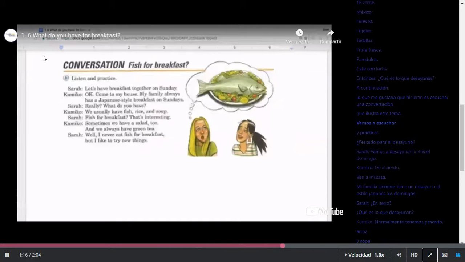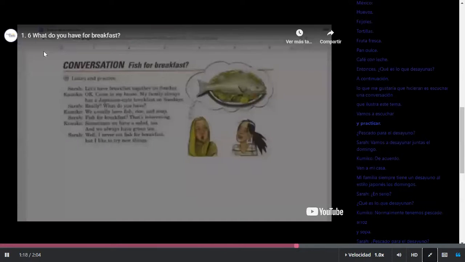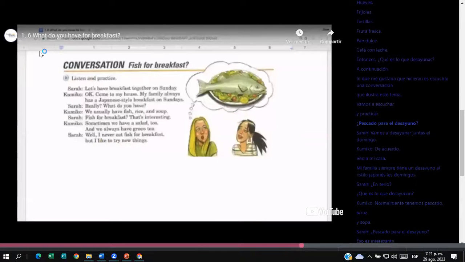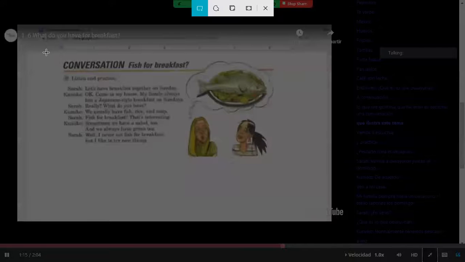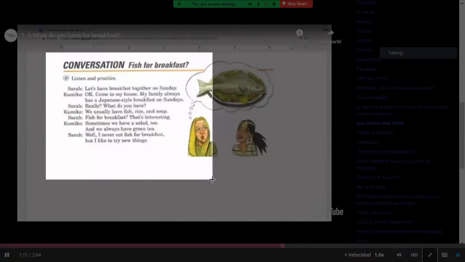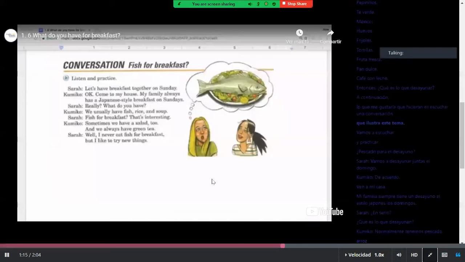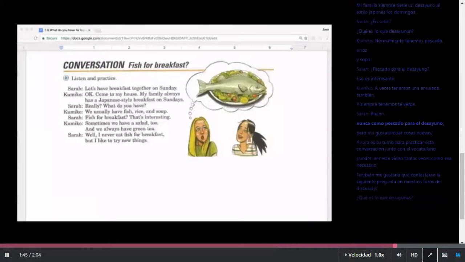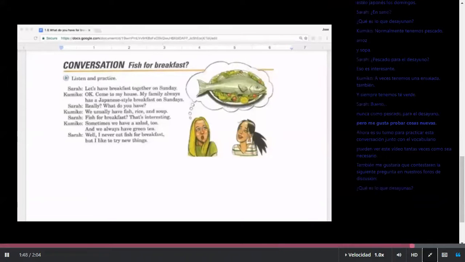Let's listen and practice. Fish for breakfast? Let's have breakfast together on Sunday. Okay, come to my house. My family always has a Japanese-style breakfast on Sundays. Really? What do you have? We usually have fish, rice, and soup. Fish for breakfast? That's interesting. Sometimes we have a salad, too, and we always have green tea. Well, I never eat fish for breakfast, but I like to try new things.